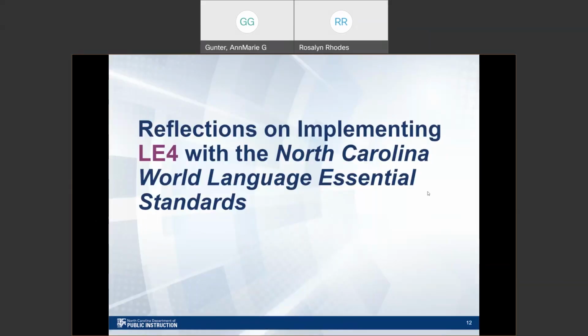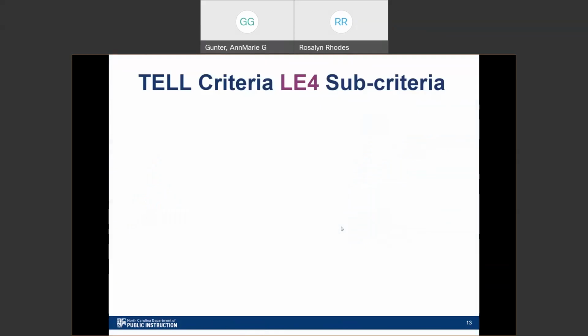All right, so let's now reflect on implementing LE4 with our North Carolina World Language Essential Standards, because we're always focused on how we implement our standards and how we can improve our practice in doing so. The TEL criteria for LE4 and its subcriteria are as follows, and you can see these on your handout.